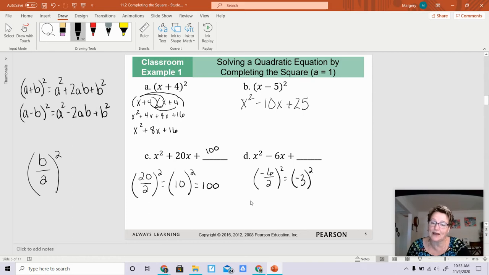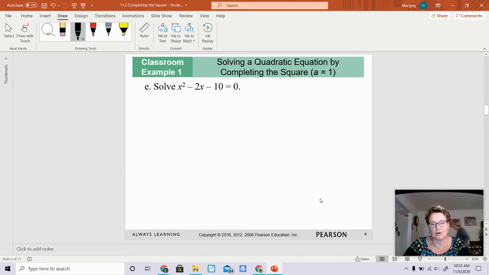Now -3 squared is 9. So that means you're going to add a 9 right there. Okay, so this is almost the process of completing the square. We just kind of explained to you guys why perfect square trinomials are very, very important. Now let's go to an actual problem.